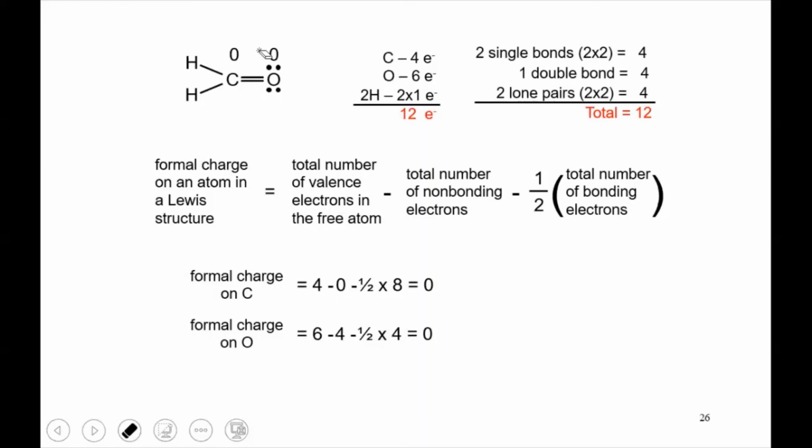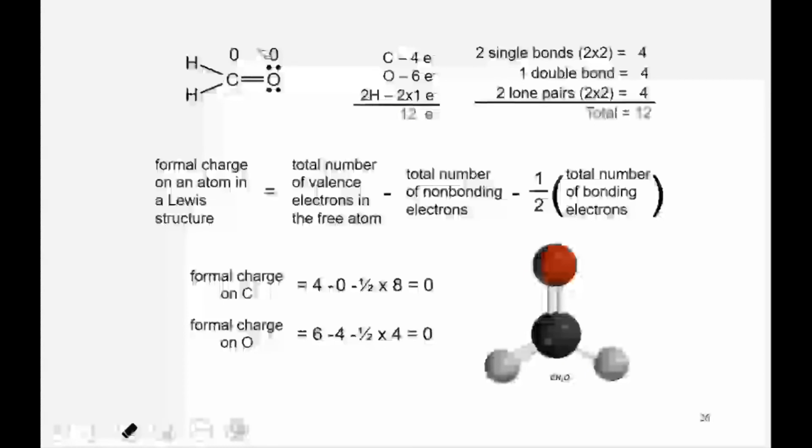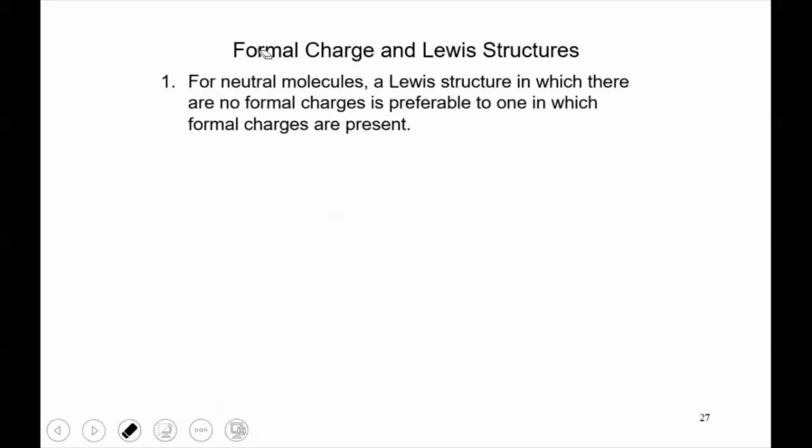Now, we did the calculation for both molecules. Now let's see how we use that, all right? Number 1, for neutral molecules, a Lewis structure in which there are no formal charges is preferable to one in which formal charges are present, all right? So if I have two structures and one of them shows me a formal charge of +1 here, a -1 over there, and I have an alternative that doesn't show any formal charges, the one with no formal charges is preferable.